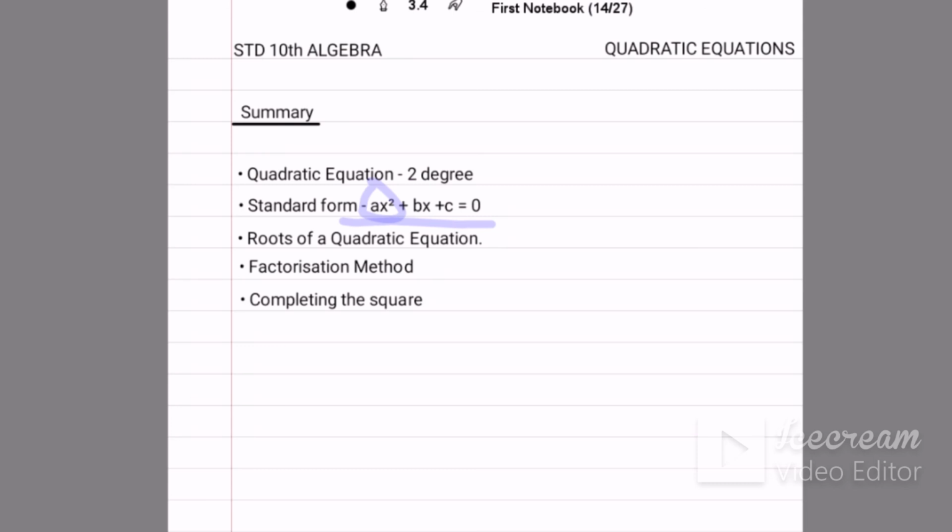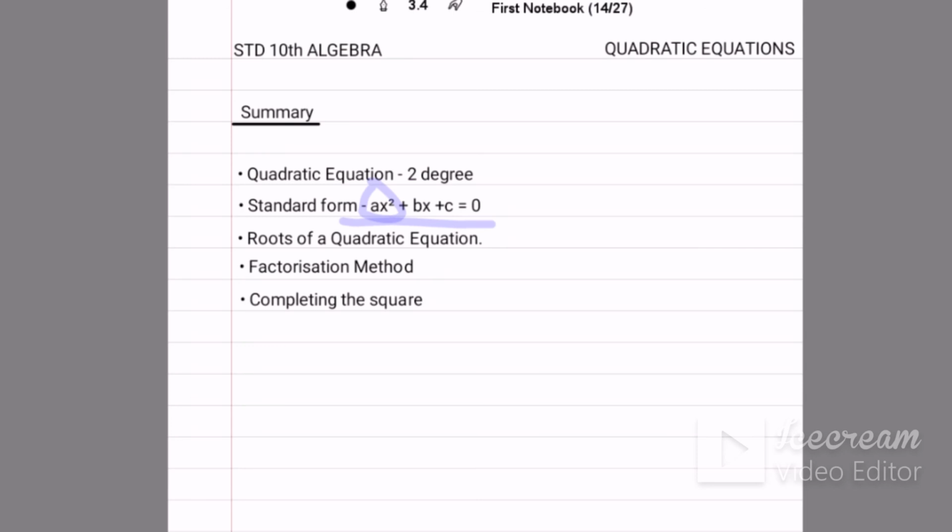Next we learned roots of a quadratic equation. In that we saw the factor of an equation, and we saw that if we substitute the given value of x in the equation, we should get the value of the equation to be 0, and that value of x is the root of the quadratic equation. Also I told you that a quadratic equation has two roots because it has a degree of 2, right?